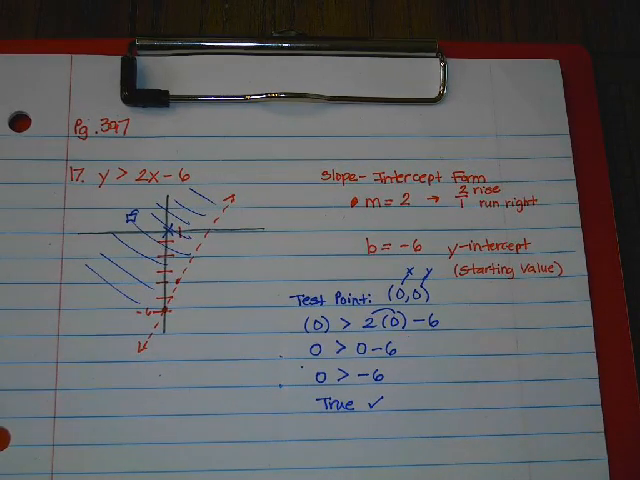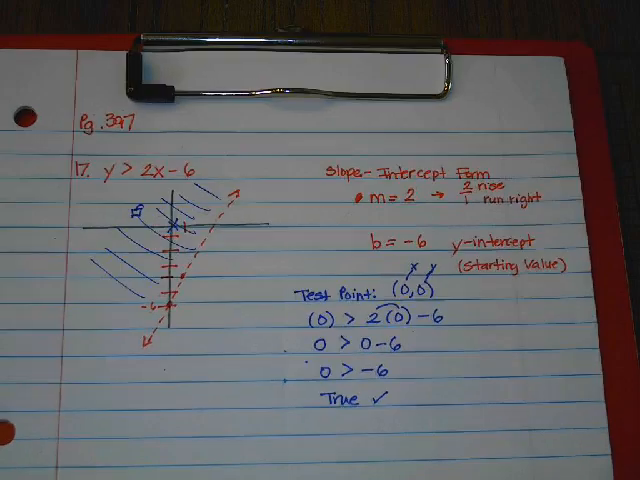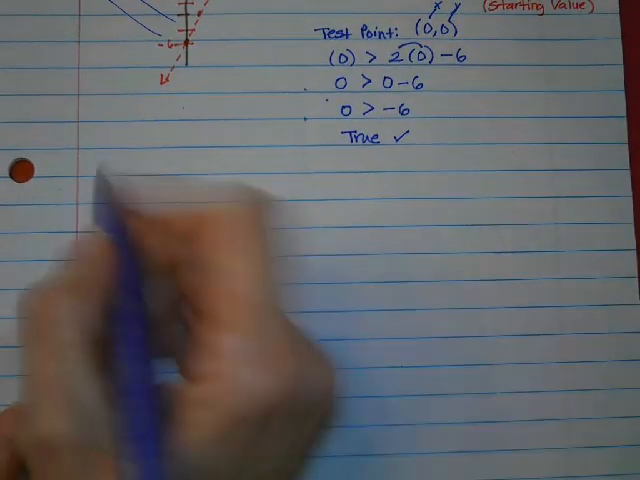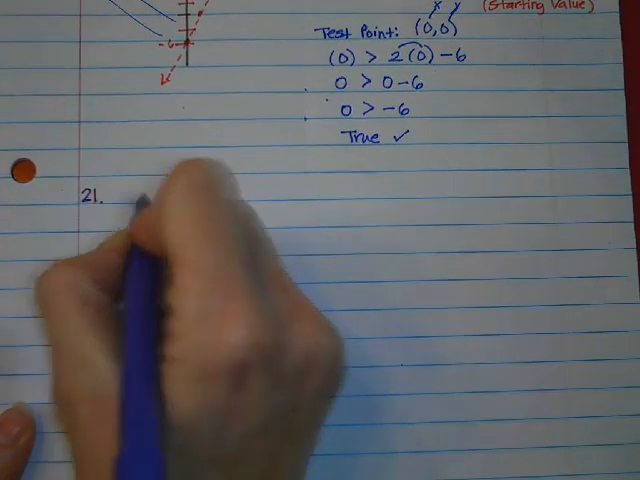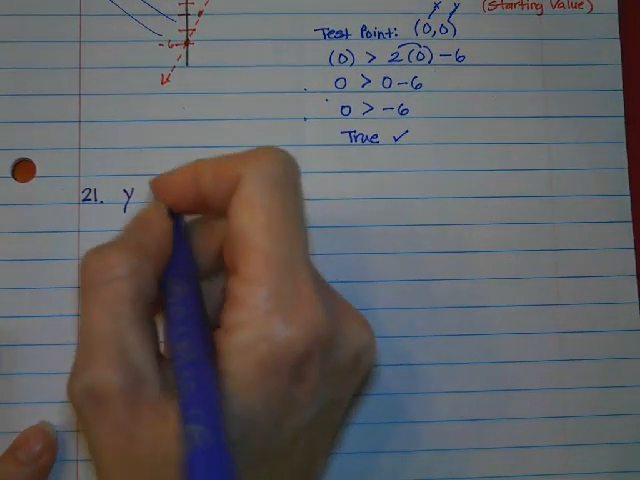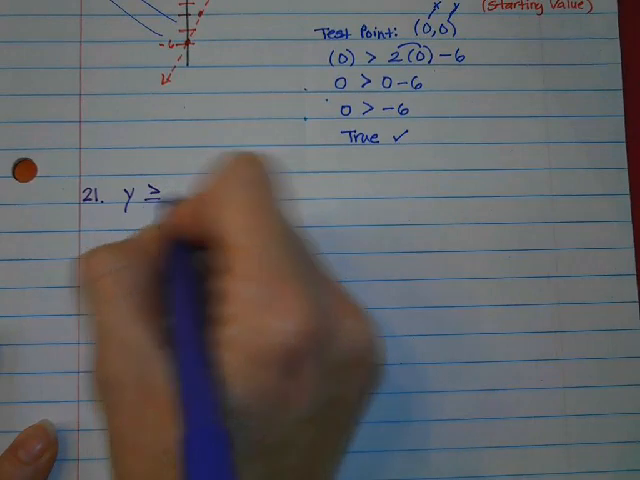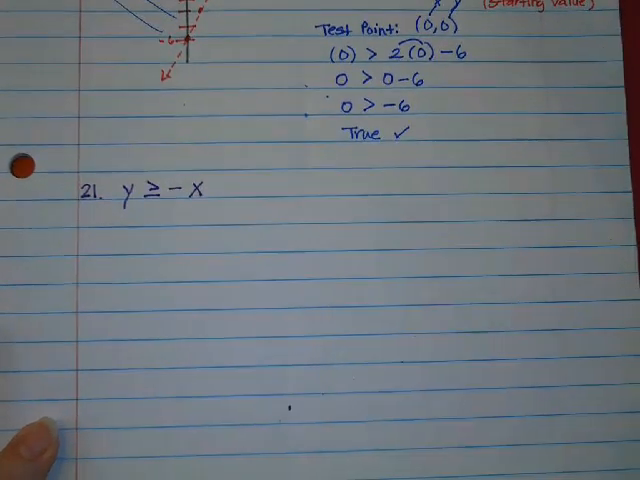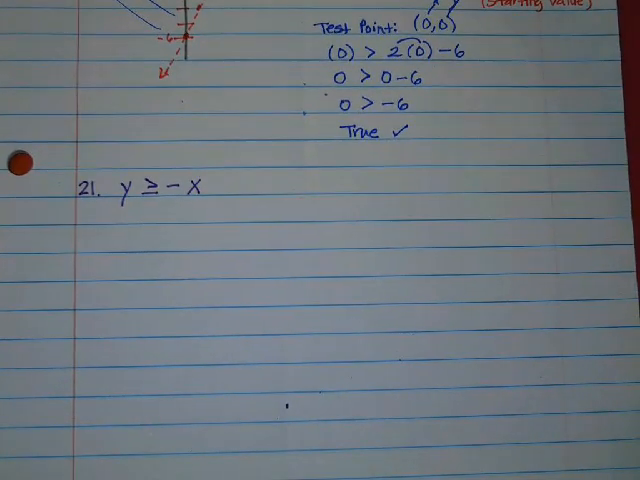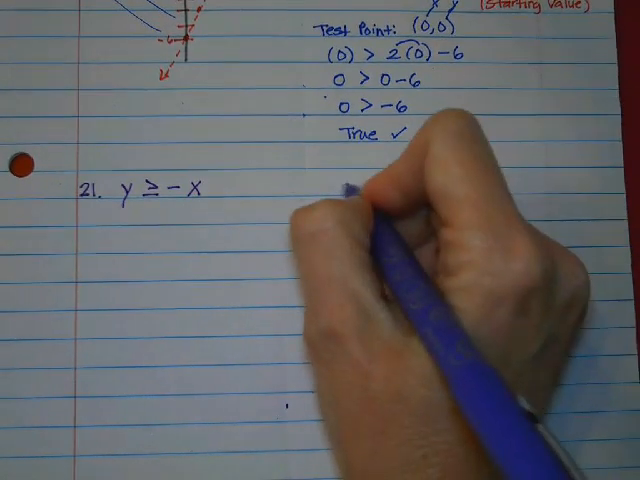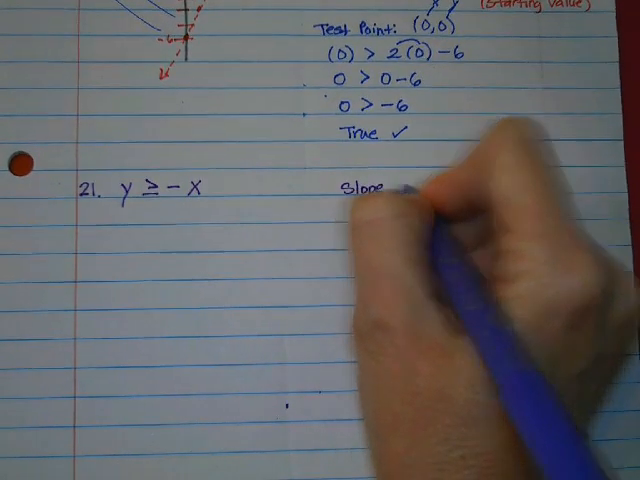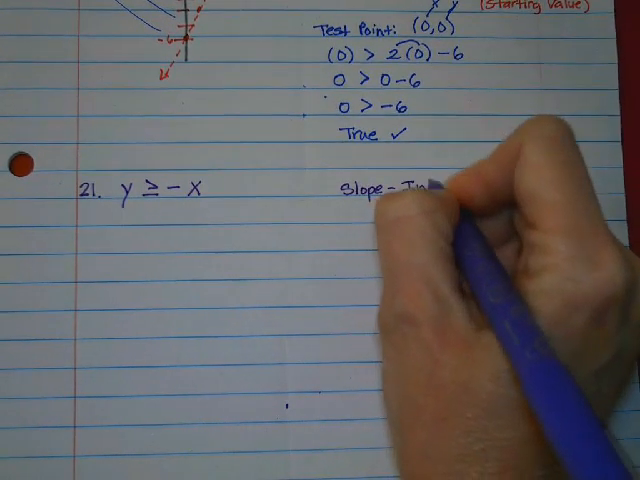All right, so now we're going to try problem number 21. I'm going to bring the screen up a little bit so it's going to move on us. Let's try not to make it too nauseating. All right, number 21, we have y is greater than or equal to negative x. Again, this is also in slope-intercept form, because the first two we're doing today will be in slope-intercept form.